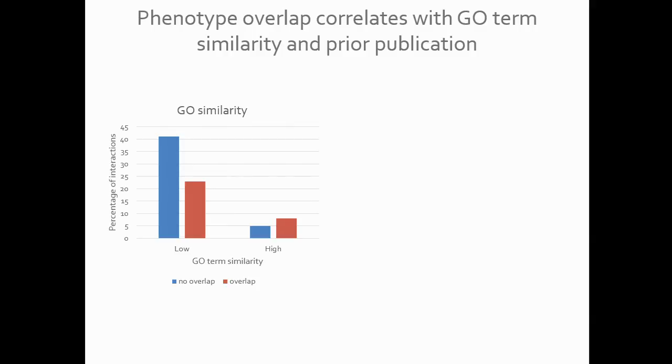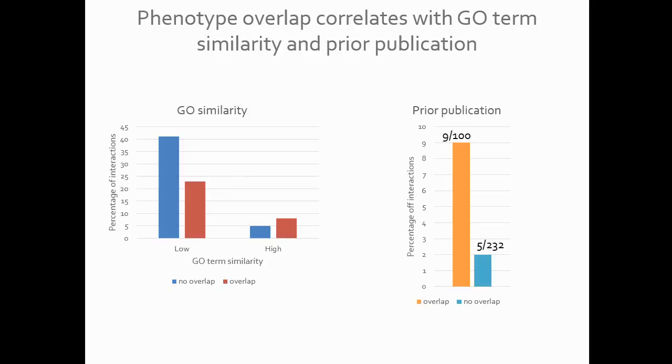And to examine a little bit more systematically if pairs that show an overlap in phenotype are predictive of a true functional association, we compared our data with GO term similarity, and with prior publication. And we saw, for example, that protein pairs that interact and show an overlap in phenotype are more likely to share a similar GO term, and they are less likely to share a non-similar GO term. And we also found that 9 out of the 100 protein pairs that show an overlap in phenotype had been previously published in single protein studies, whereas only 5 out of the remaining protein interactions have been previously published. Okay, so all of that indicates that we are indeed on the way toward predicting which proteins are physiologically relevant.